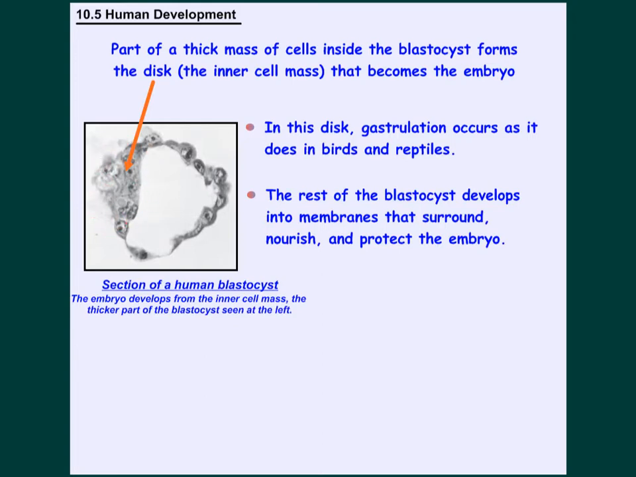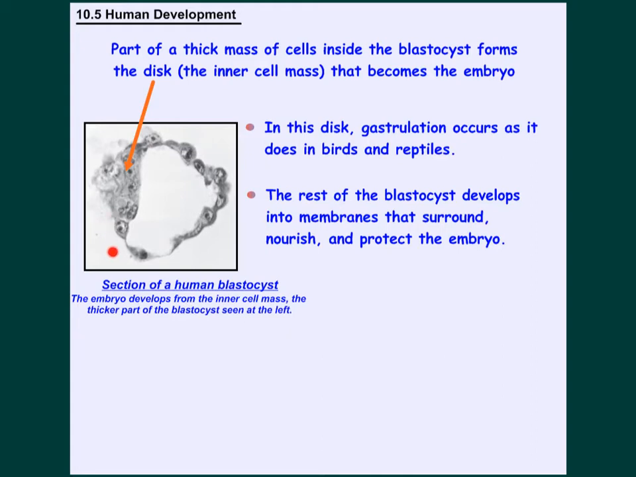In this disc, gastrulation occurs. And we discussed that in 10.3. Gastrulation is after the formation of a blastula or blastocyte. And that is, again, a certain amount of mass of cells. In this disc, gastrulation occurs as it does in birds and reptiles. The rest of the blastocyte will develop into membranes that surround, nourish, and protect the embryo.